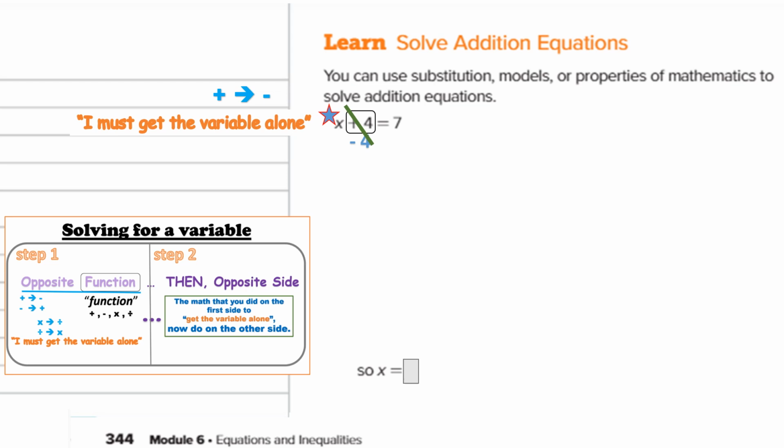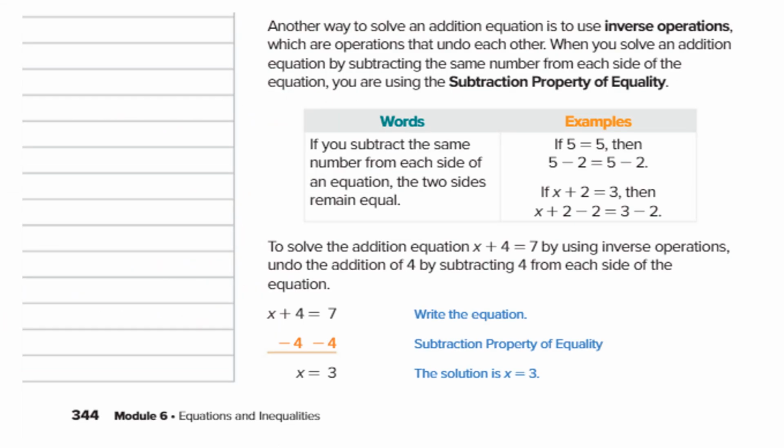Now you have your variable alone. So we know x is equal to something. What is it equal to? Now I go to step 2, and I'm going to go to the opposite side. So now that my variable is alone, I'm going to subtract 4 on the right-hand side of the equal sign, and 7 minus 4 gives me 3. So we can see that x is equal to 3. And one of the things that you can do in order to check to make sure you're correct is you can plug that in. For x, put the 3. Is 3 plus 4 7? Yes, it is.